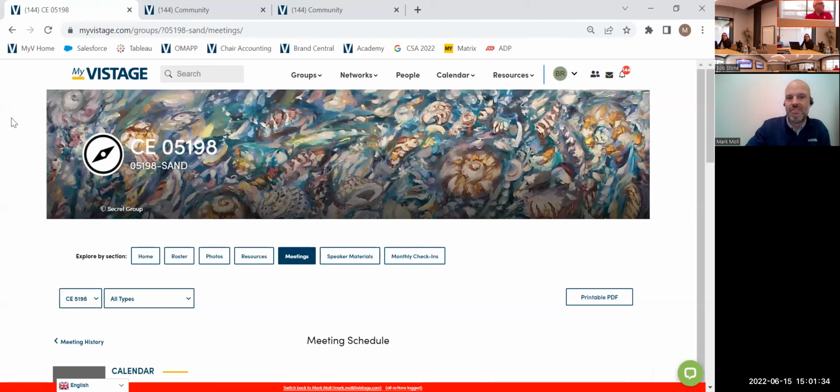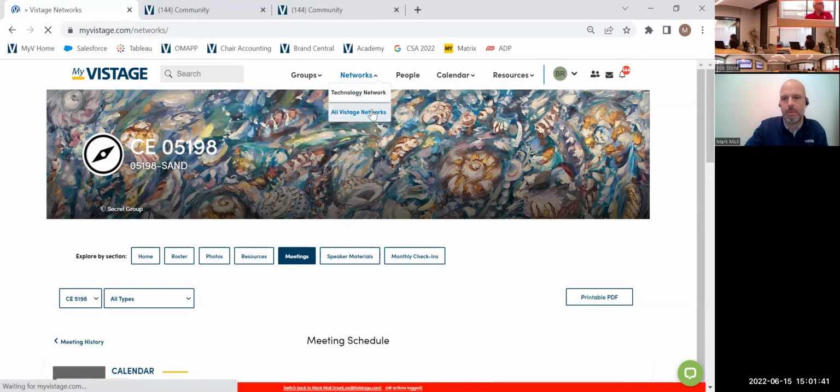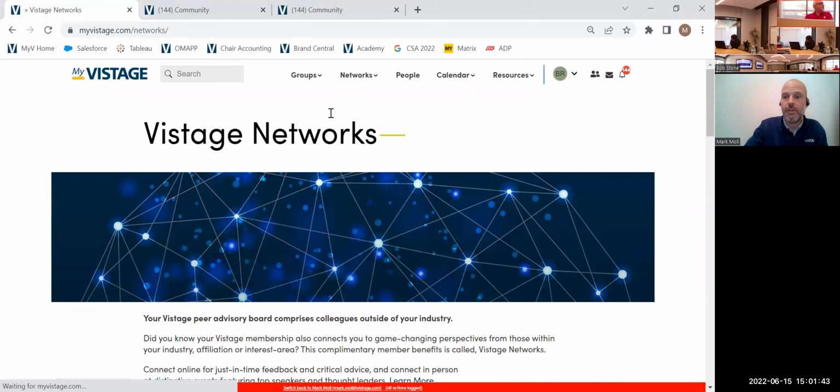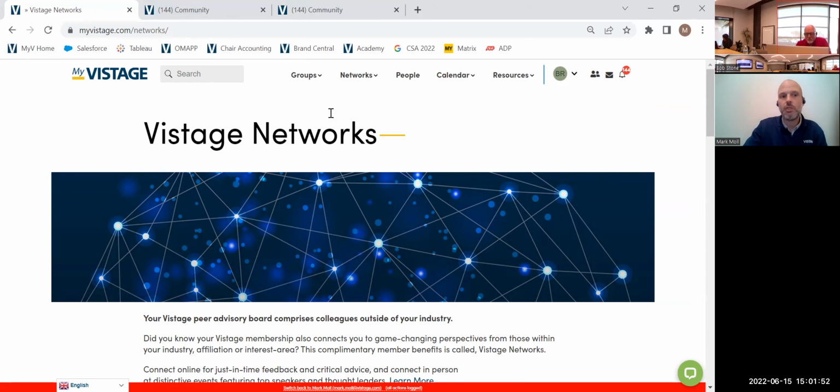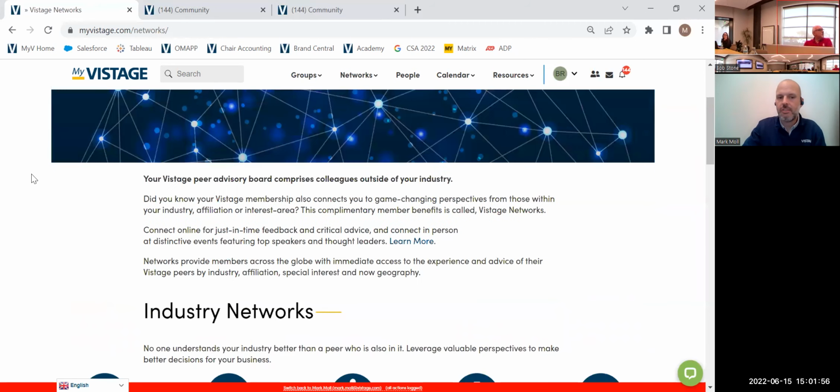So moving just left to right here, on from groups to networks, the networks is my personal favorite thing that we have on the website. It's a way for you as a member to interact with other members you wouldn't, either for competitive reasons or perhaps they're in a different geography. We have well over 20 at this point. I think we have here 30. We divide them into some different ways.